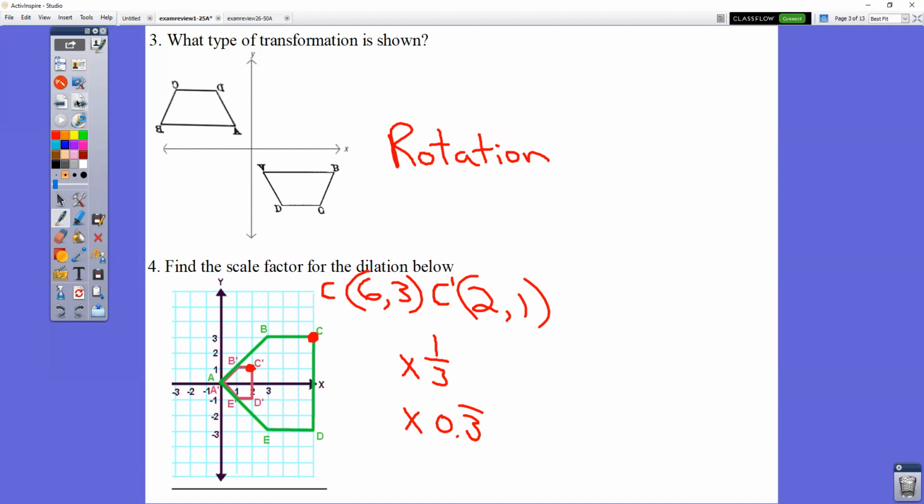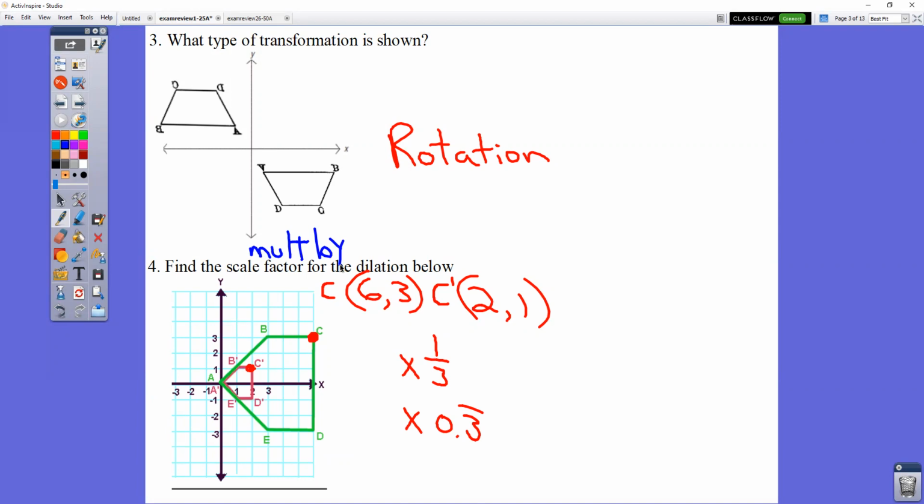Find the scale factor for the dilation. The scale factor is what you multiply by, all right? So notice that we're going from the green shape to the red shape, right? Because it goes from the letter without the prime to the letter with the prime. So our shape is getting smaller. Anytime that the shape gets smaller, you know that you're multiplying by some sort of fraction, right?